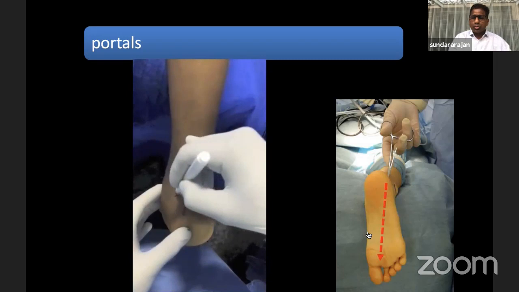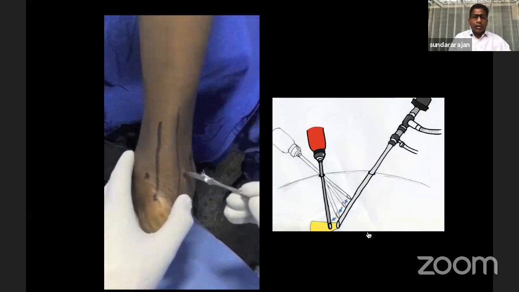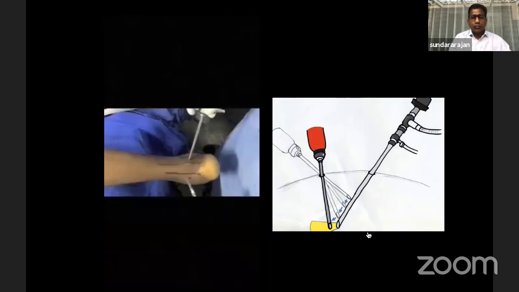And your posterolateral portal, you should point towards, you can see the stab incision, and that mark shows the first web space. That should be the aim when you make your portal. So make a stab incision over the posterolateral, but start with the posterolateral portal close to the tendo Achilles. Don't go too far away.